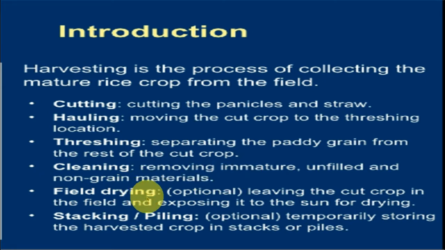And then field drying. It is an optional process which we can do, leaving the cut crop in the field and exposing it to the sun for drying, so that any microbial activity will stop if it is going on in the crop itself. And next is stacking or piling. This is also optional. It is temporarily storing the harvested crop in stacks or piles.